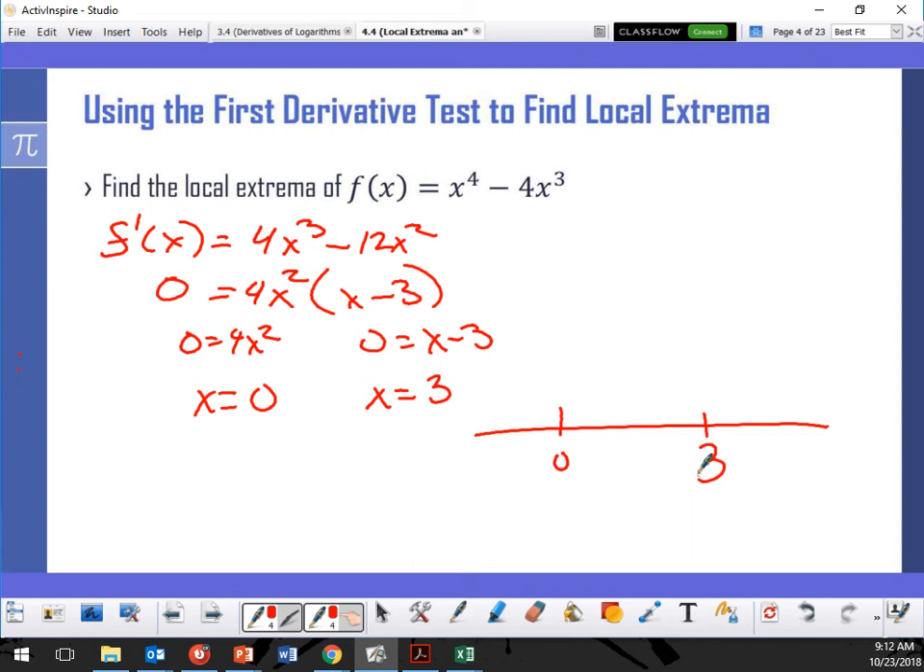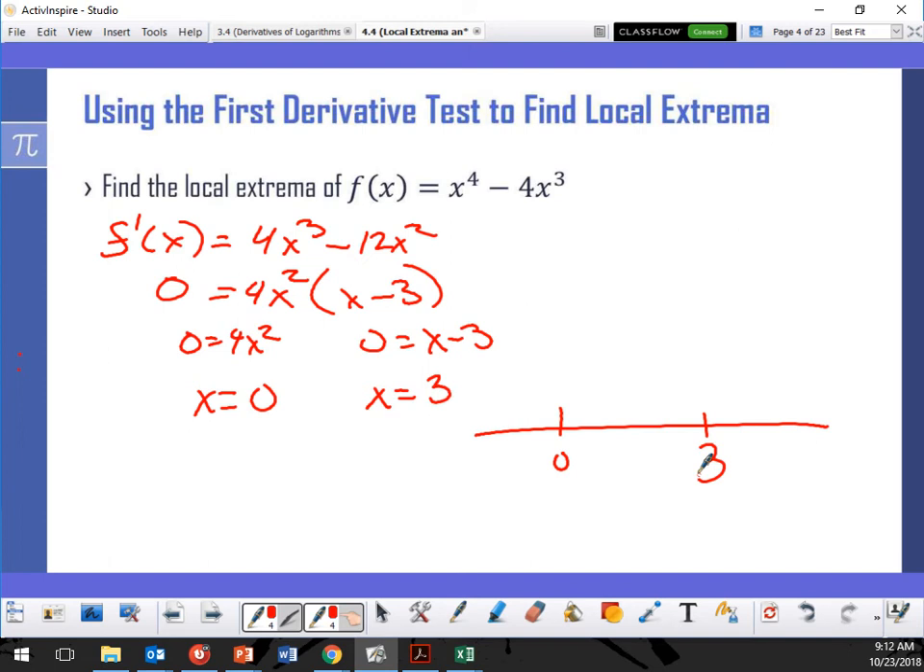So, what could I do to figure out mins and maxes here, just using this first derivative test? Plug in points. Now, I'm plugging in points to what? To my first derivative. That's why it's called a first derivative test. We're checking the slope.